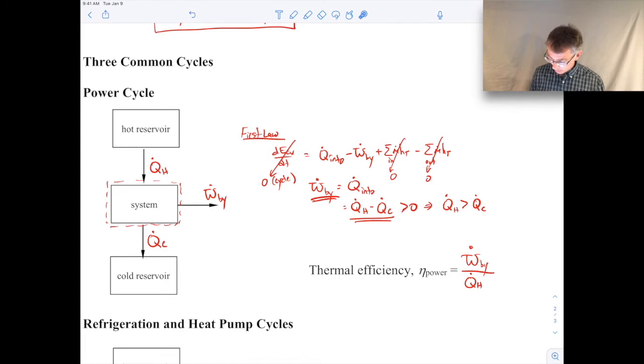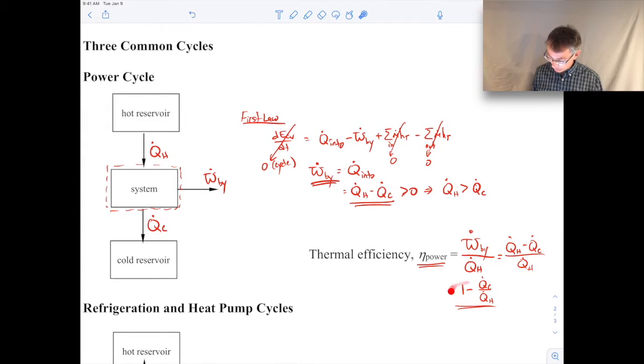Now we can make use of our first law expression here and substitute in for W dot by. So that would be Q dot H minus Q dot C all over Q dot H, which we can then write as 1 minus Q dot C over Q dot H. So that is our expression for the thermal efficiency. And now we can compare different kinds of power cycles to see which ones have a better efficiency.